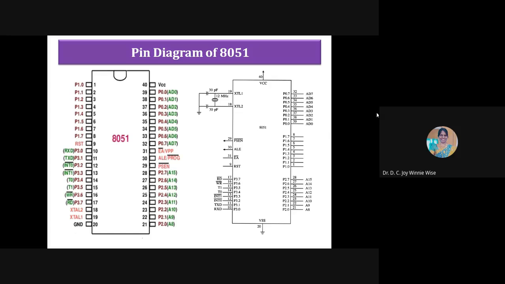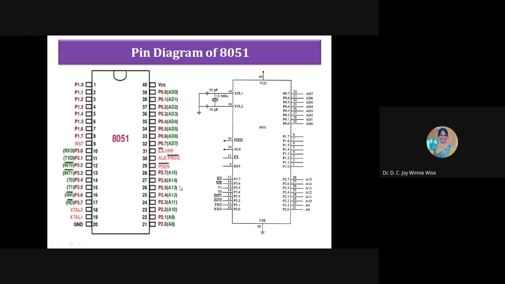Then coming to port 2, it is used for two functions. One is used for data transfer, and another is used to hold the 8-bit address, A8 to A15. Okay, A8 to A15. And next, coming to port 3, it is used for two functions. One is for parallel data transfer. Another is used to represent some signals also.